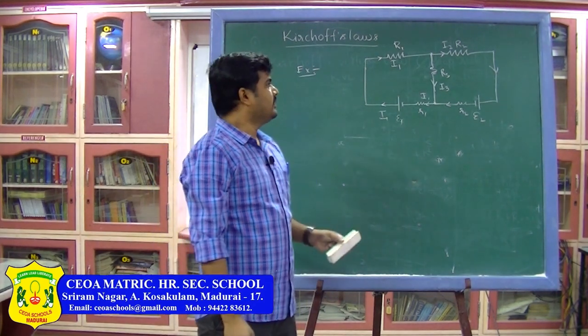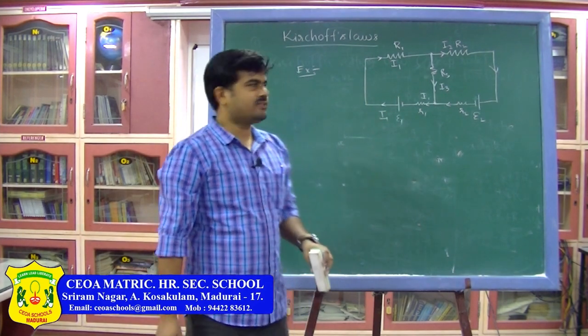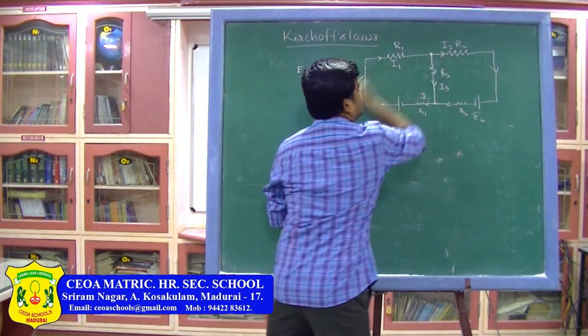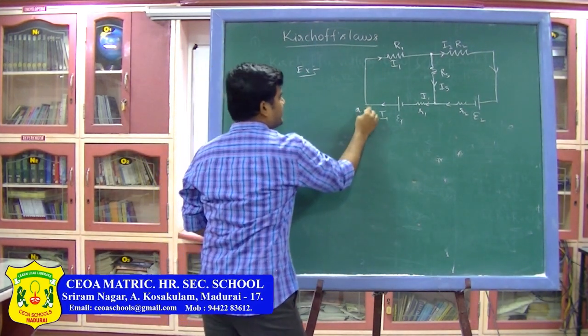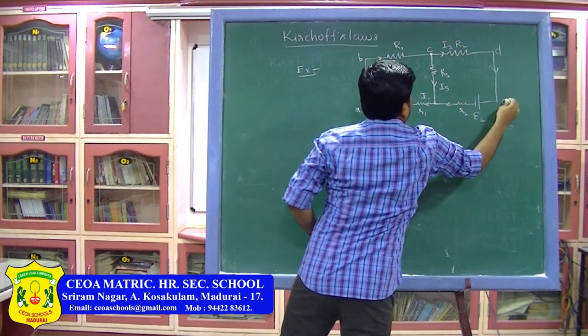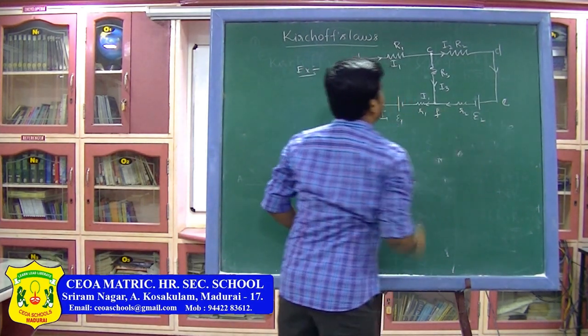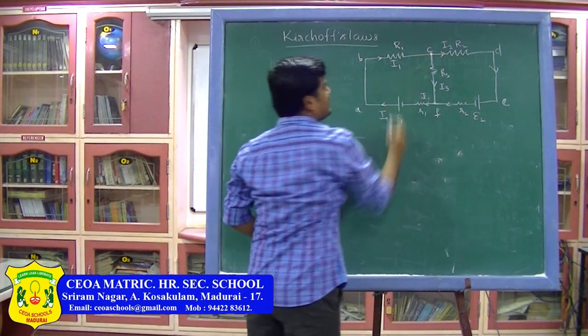Now, let us see how many loops and how many junctions there are. First, this is a junction you can take, so we can apply the junction rule at that junction. Now, let us assign some symbols A, B, C, D, E, F. So, this is the circuit. Now, at this junction, let us first apply the junction rule.